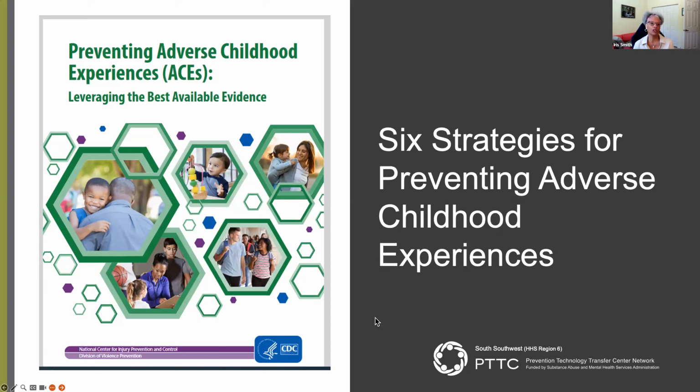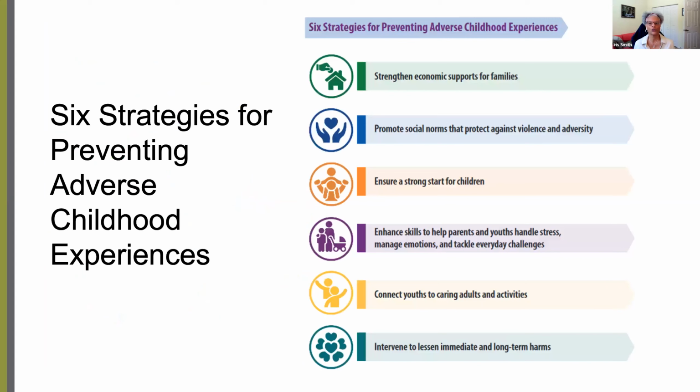This is an excellent resource if you've not looked at it. It's a CDC resource, Preventing Adverse Childhood Experiences. And they really look at the research and also make a number of recommendations about strategies that may impact adverse childhood experiences. They've come up with 6 different strategies, broadly defined, but then within the document, they do provide some examples. So, for example, strengthening economic support for families, promoting social norms that protect against violence and adversity.